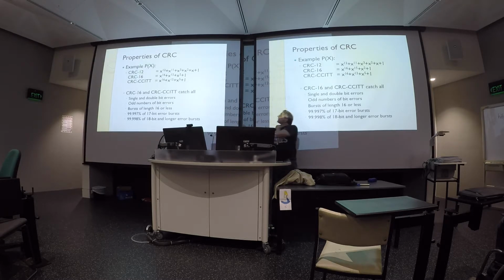All right, so what are some properties? CRC 12, this is the generator polynomial for that. CRC 16, that's the generator polynomial for that, and here's another CRC scheme with a very slightly different polynomial here.